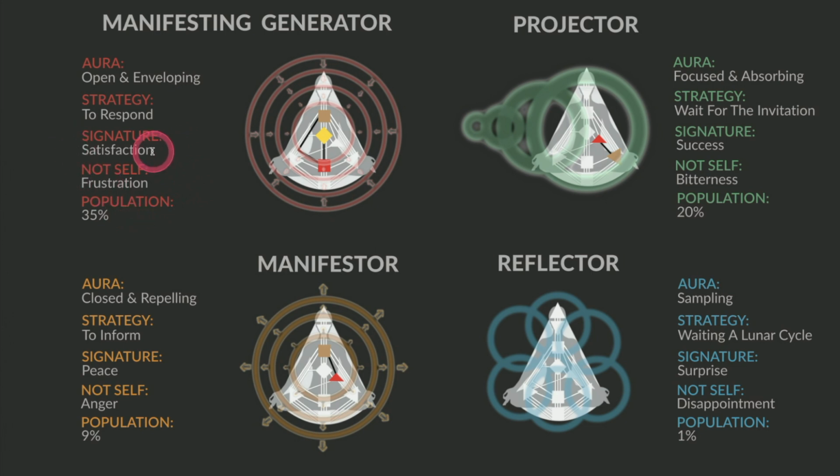When we're living correctly, when generators are correct, they're satisfied. When they're not, they're frustrated, right? Projectors, living correctly, success. Living as not self, bitter, right? Manifestors, living as themselves, peace, not self, anger. Reflectors, signature, surprise, right? Not self, disappointment. So there we have strategy.